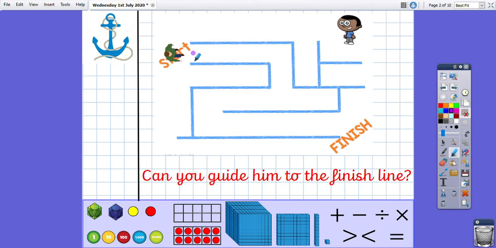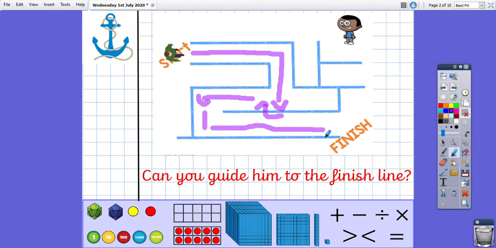He needs to go this way, so he is travelling forwards. He then needs to turn clockwise, 1/4 turn, and go forwards. So he's now facing this way. So he needs to turn to be facing this way again. So that's 1/4 turn clockwise, and then he can carry on going forwards, do a 1/4 turn, go forwards, 1/4 turn to the finish line. Okay.